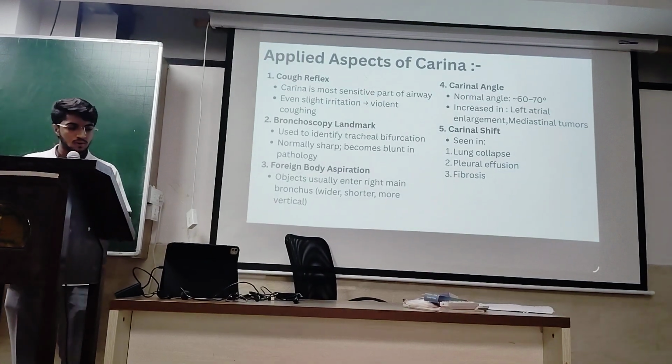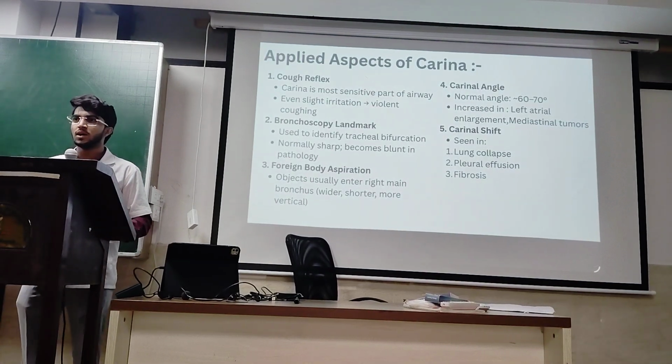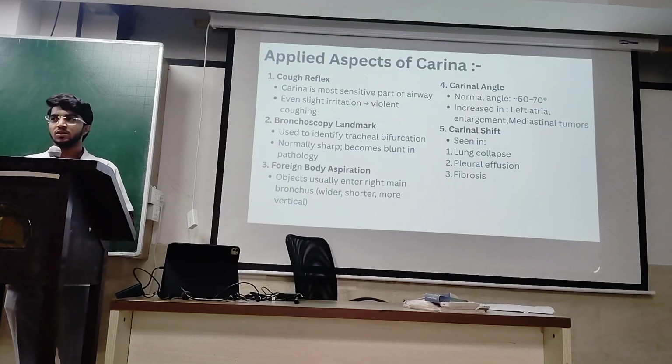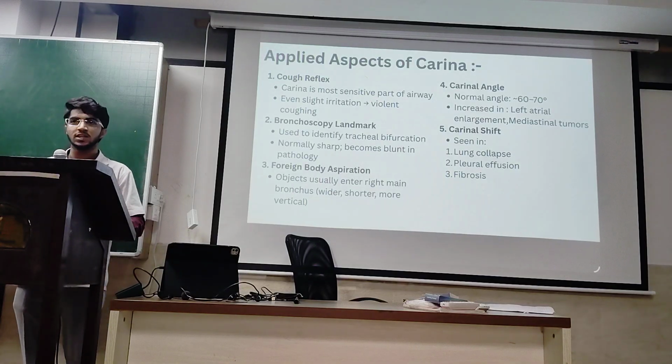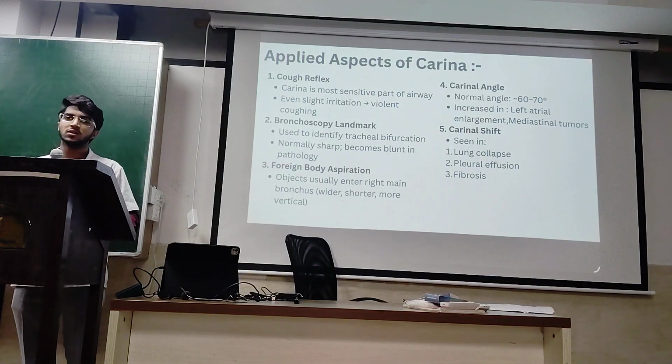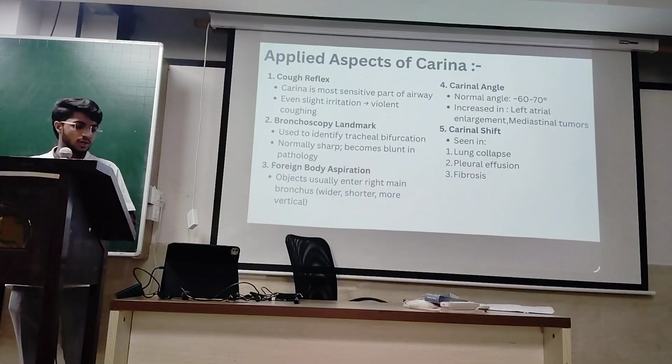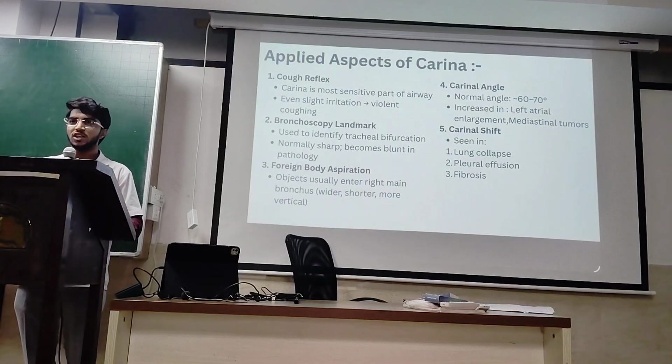The applied aspects of the carina. Number one, cough reflex. As we know, the carina is a highly sensitive area, where small irritation causes severe coughing. Number two, bronchoscopy landmark. It is an important structure used to identify the tracheal bifurcation, which is normally sharp but becomes blunt in some pathological conditions like tuberculosis and COPD. Number three, foreign body aspiration.